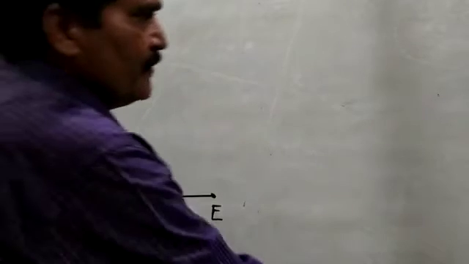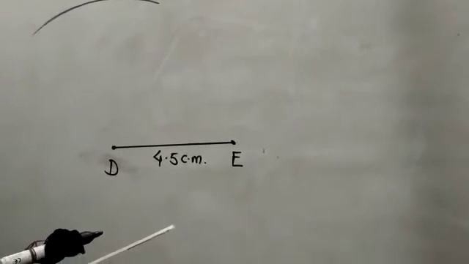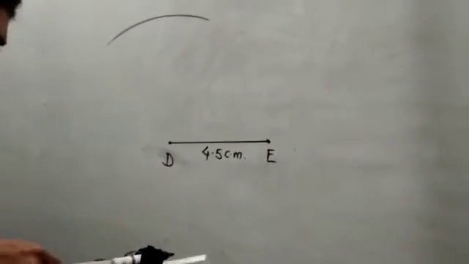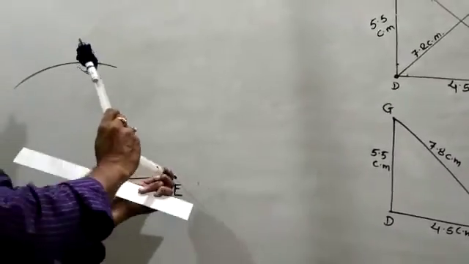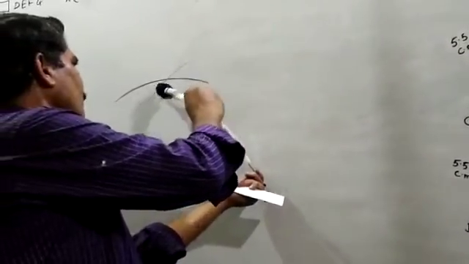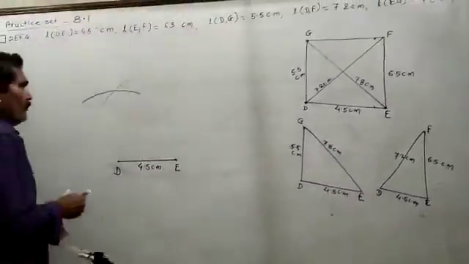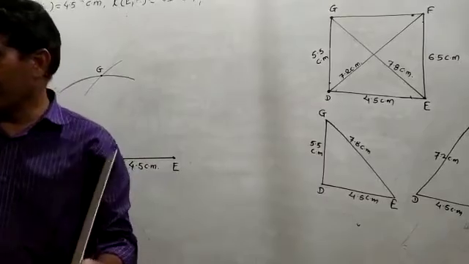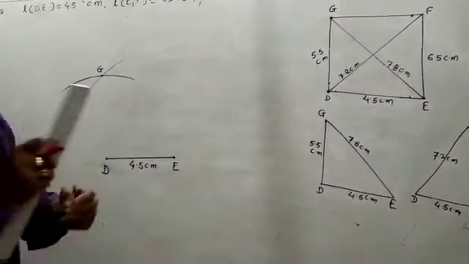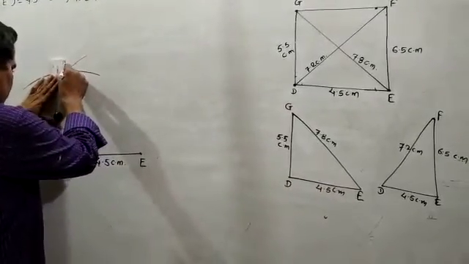After that, the E to G distance is 7.8 centimeter. So I will take the distance of 7.8 centimeter and make the arc like this. Both the arcs will intersect at point G. So this is the point of intersection G, and according to that you have to draw the lines and construct the triangle GDE like this.